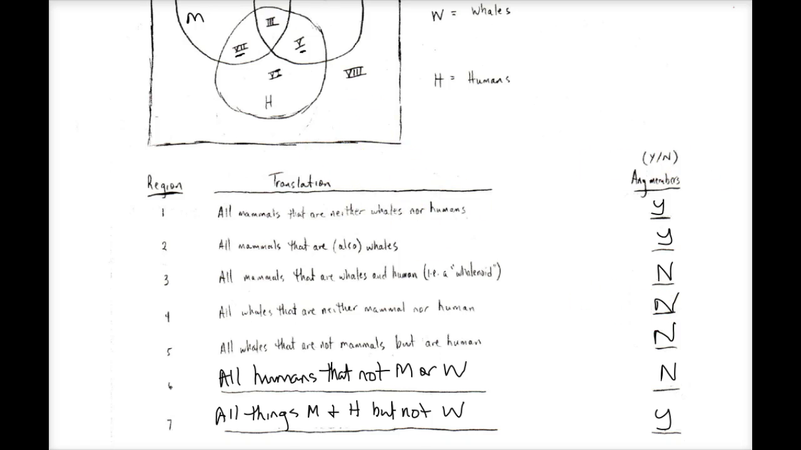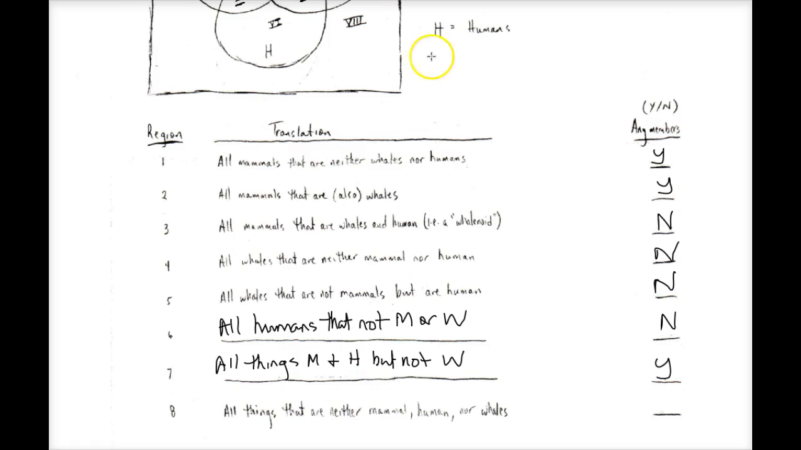All right, so for the last one, region 8. Region 8 is understood to be all things that are neither mammal, human, nor whale. If you can think of anything that is not a mammal, not human, and not a whale, then you can say that you have a member in that set. Of course, there are many things that fit that. A mosquito, for instance, is an example. A snake is an example. So here we know that we can have members in that particular set.